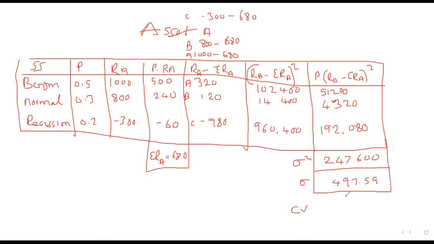Then the coefficient of variation, we said we divide the standard deviation over the expected return. So we're dividing 497.59 by 680, times 100. What are we getting?